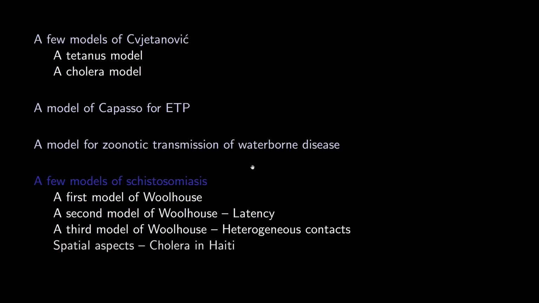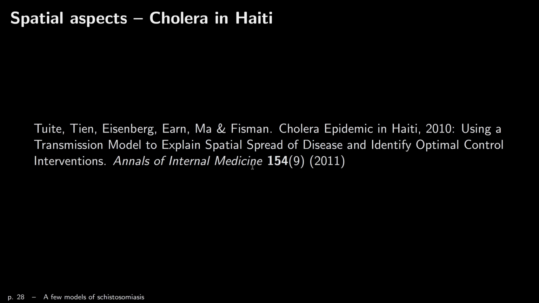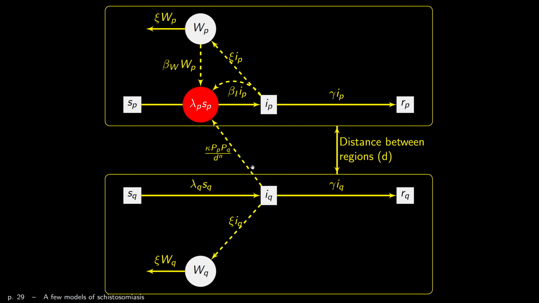And the last model that I wanted to show you is a bit the same in terms of, let's say, complexity, but takes a different approach. So here, this is a model that was published by Tuite, Tien, Eisenberg, Earn, Ma, and Fisman. So except for Tien and Eisenberg, everybody here is from Canada. And it's about the cholera epidemic in Haiti in 2010. And what they looked at is a model that looks like this.